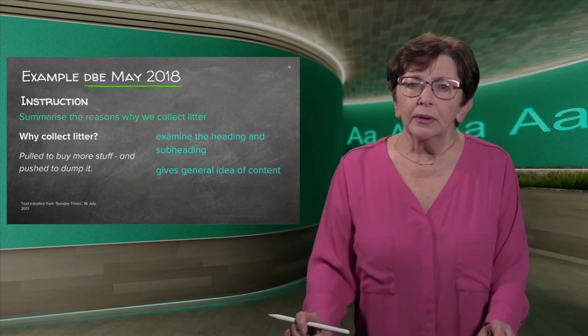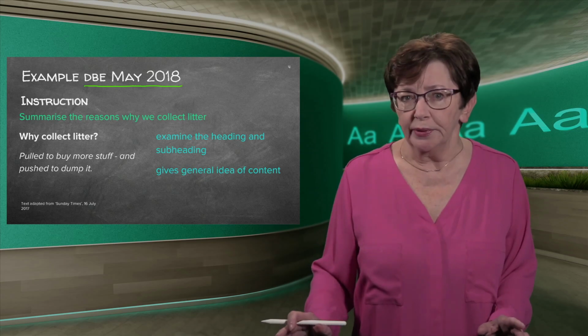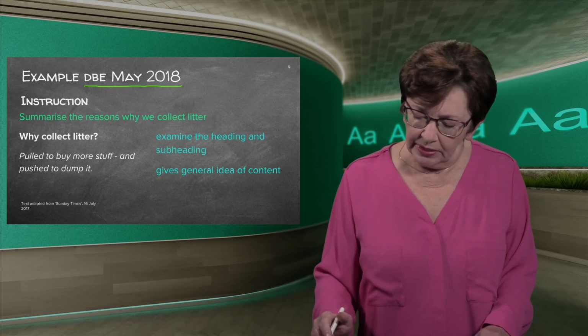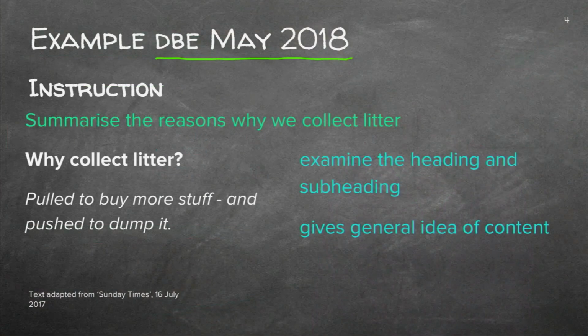Now, let's look at the example that we have in front of us. What I've been going on about is the special instruction. In this case, summarize the reasons why we collect litter. Nothing else in the text matters. Those are the things that you need to take out.